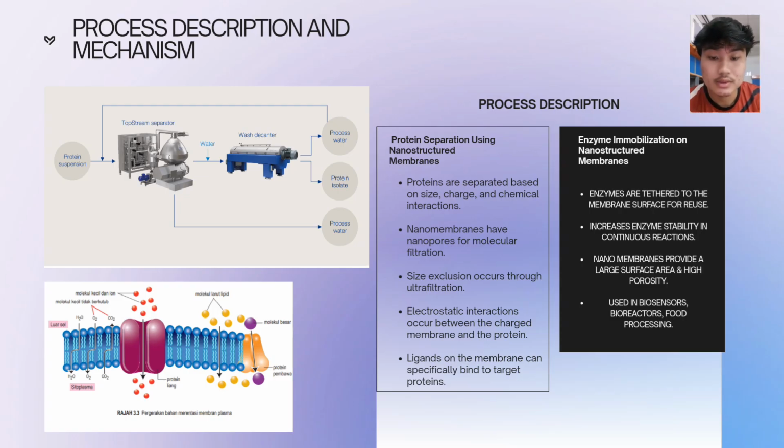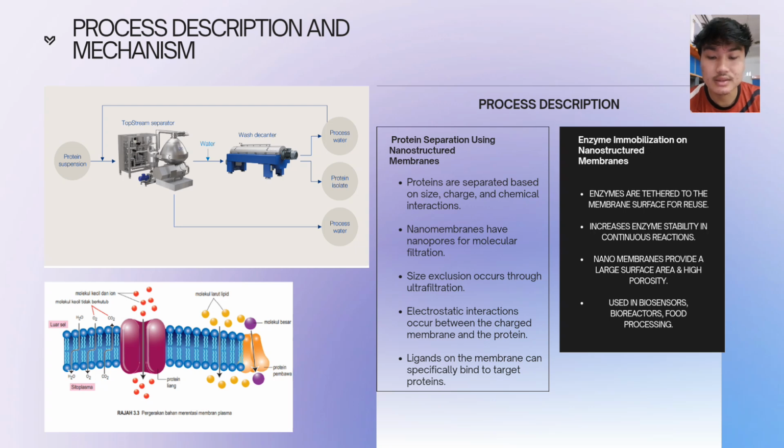So now I want to present the process description and mechanism. First, process description: protein separation using nanostructured membranes is achieved through a combination of physical and chemical interactions. The membrane contains nanopores that enable molecular filtration, allowing proteins to be separated based on size, charge, and specific binding properties. Size exclusion is commonly performed through ultrafiltration, which permits smaller proteins to pass through the pores while larger ones are retained.